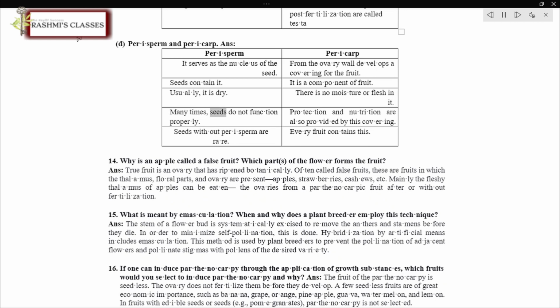Many times, seeds do not have it. Protection and nutrition are also provided by this covering. Seeds without perisperm are rare.